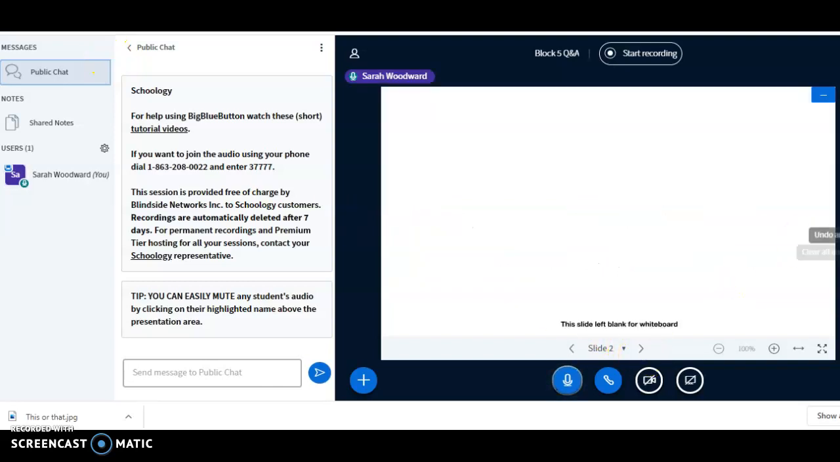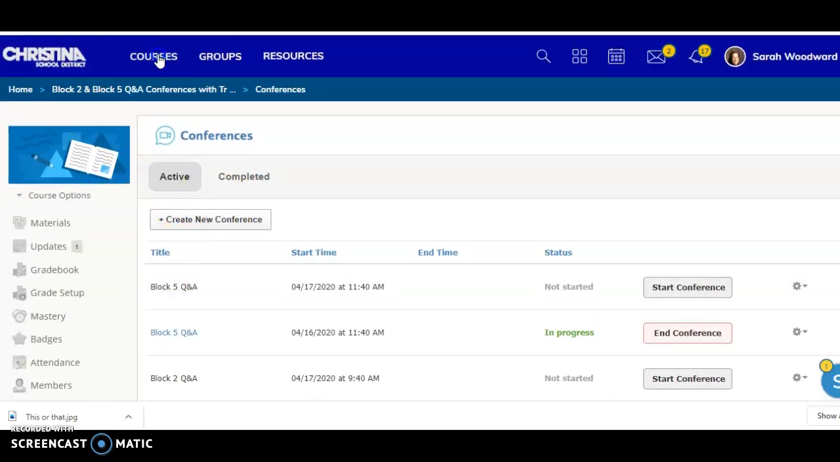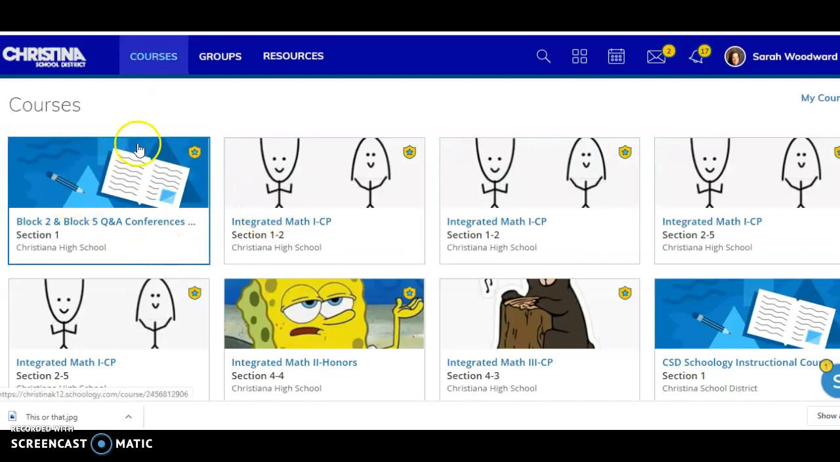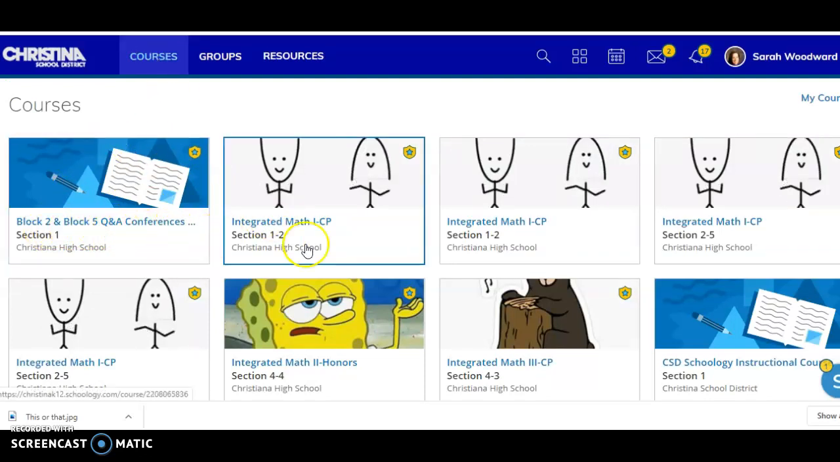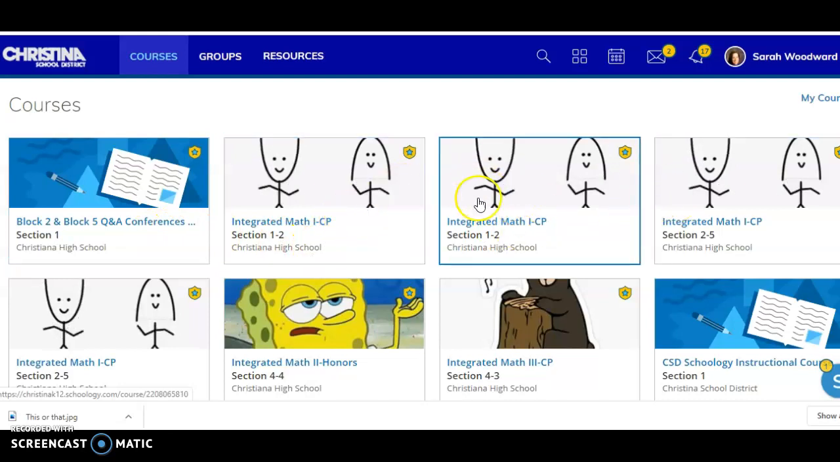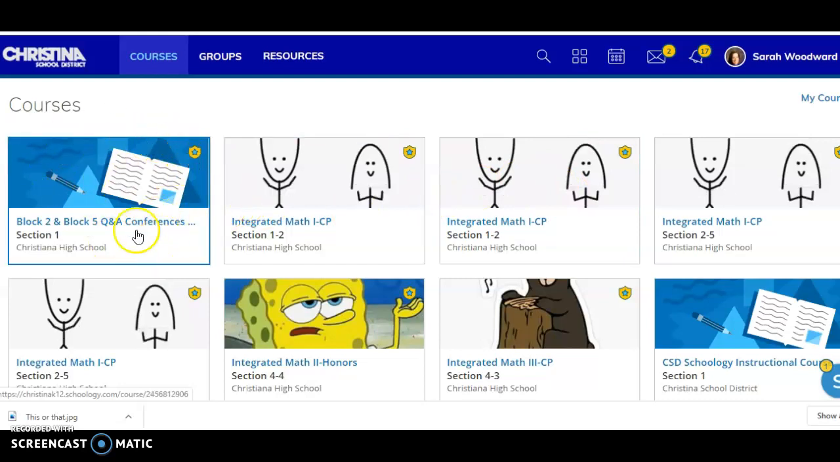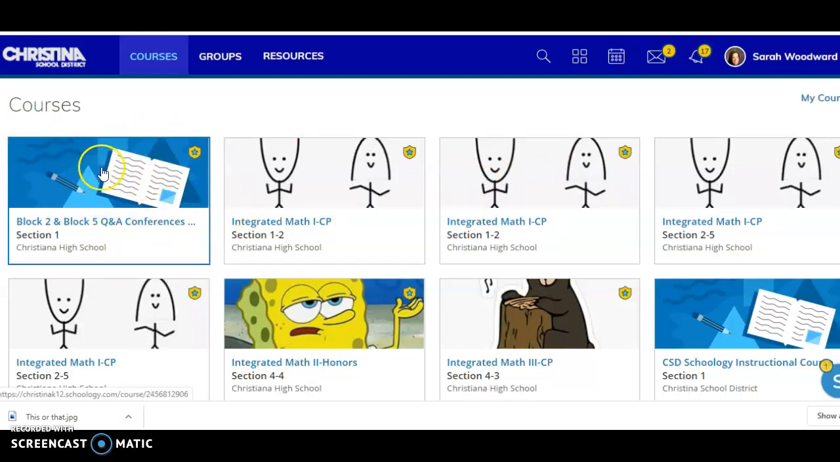This is just a reminder that every day, Miss Trainer and I are available for conference times during our Block 2 time, which is 9:40, and our Block 5 time, which is 11:40. If you go to your Schoology courses, you should see Block 2 and Block 5 Q&A conferences. I have 2 classes and students are in 4 different sections. This is the only way to make the conferences available to all my 9th graders in the same group at the same time. So this is every class day.